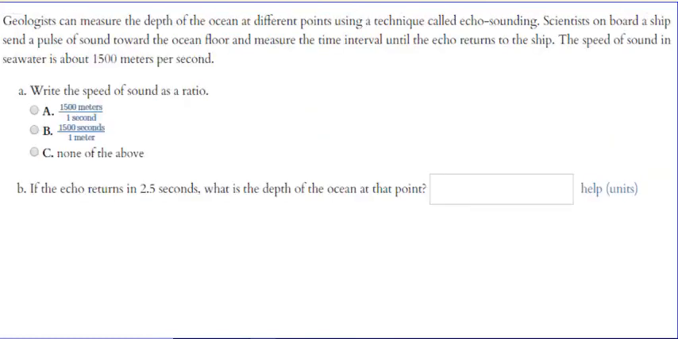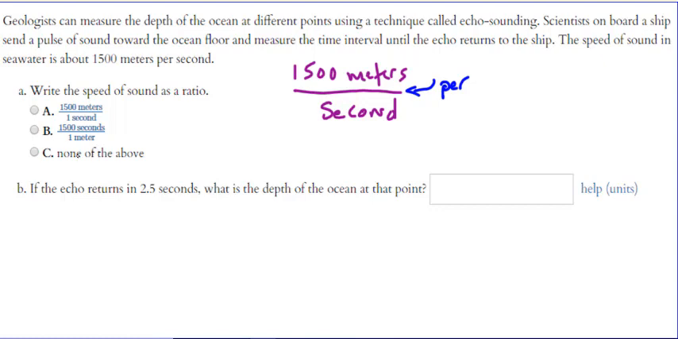Okay. All right. Geologists can measure the depth of an ocean at different points using technology called echo sounding. Scientists on board a ship send a pulse of sound toward the ocean floor and measure the time interval until the echo returns to the ship. The speed of sound in seawater is about 1,500 meters per second. Write the speed of sound as a ratio. Well, that would be 1,500 meters per, and that line is the division line. That's what per is.